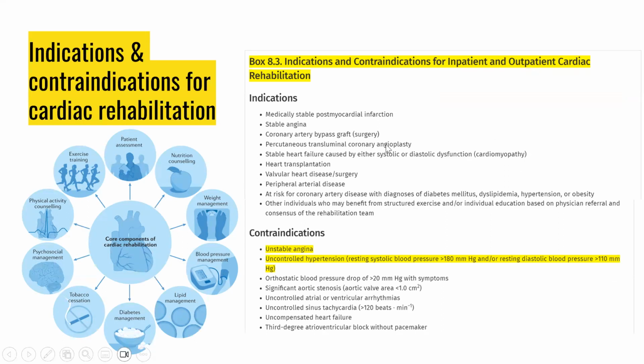So some indications, right, like I mentioned, stable chest pain, medically stable post-myocardial infarction, and all the following, then they can start a cardiac rehabilitation program. These are some contraindications: unstable angina, chest pain, right, or uncontrolled hypertension, resting systolic blood pressure over 180, and or resting diastolic blood pressure over 110.